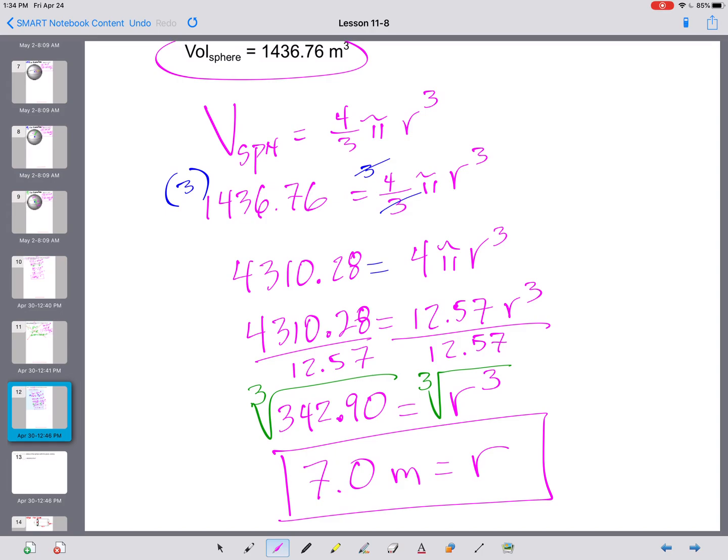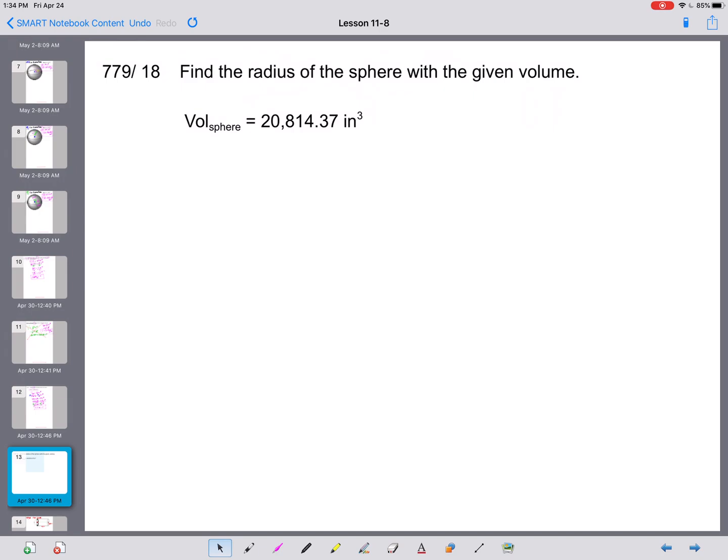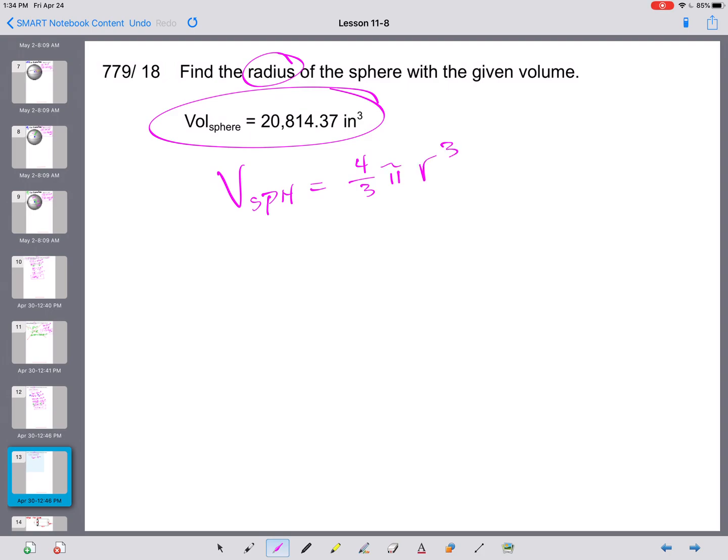Okay, looking good. Let's see what else we got here. Move this one down. Find the radius. Oh, same type of problem. Find the radius if the volume is given. We're going to do it the same way. Start with our volume formula. Volume of a sphere is 4/3 pi r cubed. What's the volume on this one? Wow, big. 20,814.37 equals 4/3 pi r cubed.